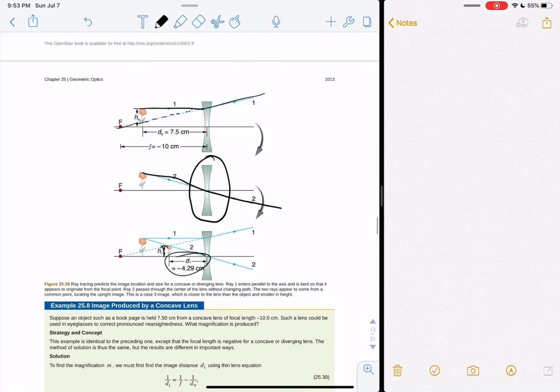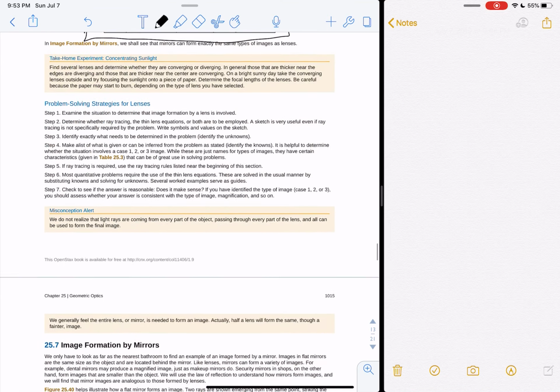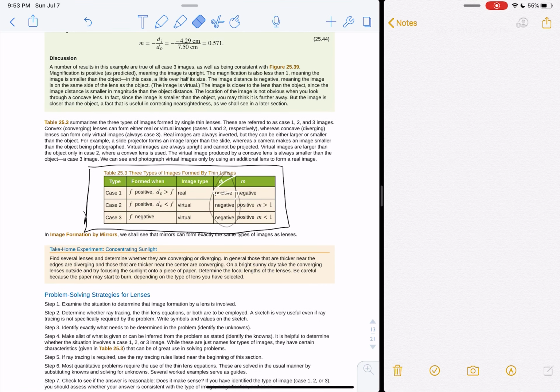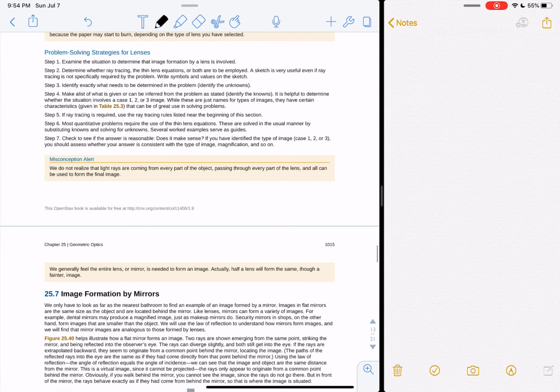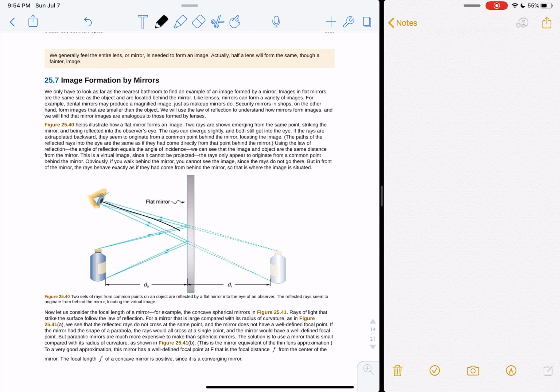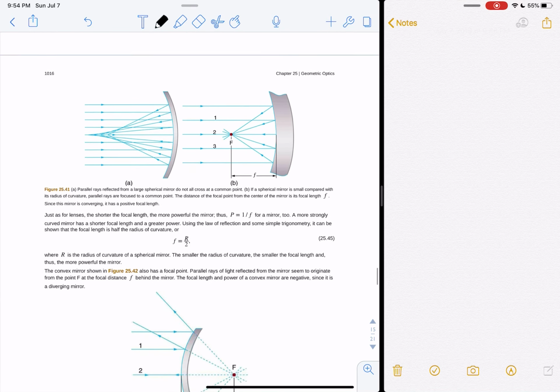Okay, and so you can see in this that the image and the object are on the same side of the lens, so our image distance here is negative. So you'll have to do a couple of these problems to get the idea of what these values are. Now, if the magnification is negative, then the image is upside down. If it's positive, then the image is right side up. You've got some problem-solving tips here. Read that. Mirrors, image formation, same idea. It's law of reflection, so it's pretty straightforward.